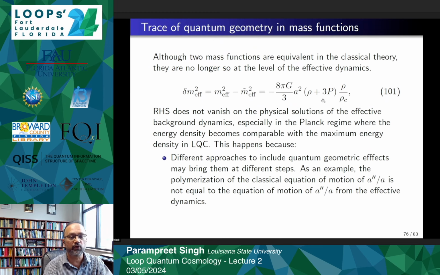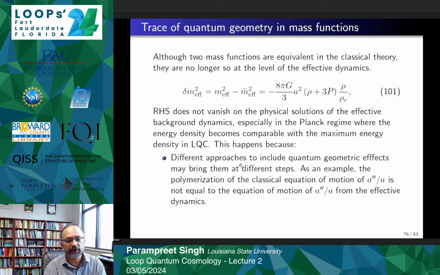Yes, it goes to 0 if you are away from the Planck regime, because then this rho becomes much smaller than this bounce density, which is rho c. It becomes 0. If you go to classical GR, then the two approaches agree. But if you are in the Planck regime, there will be a difference in the mass function.